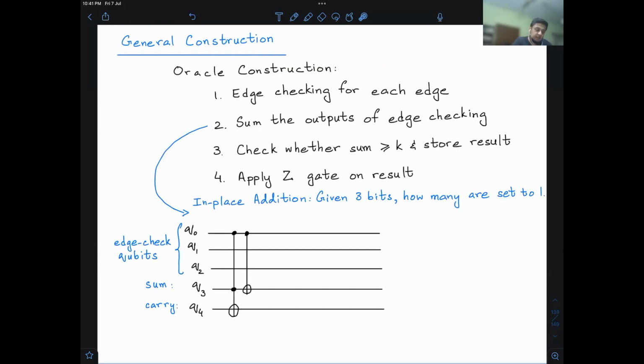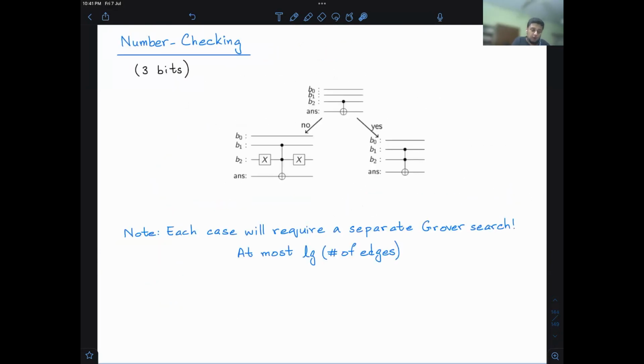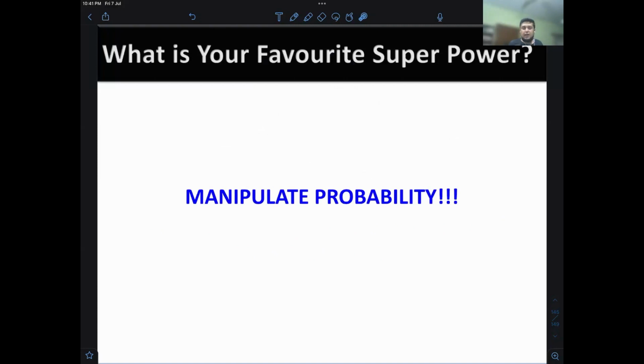And with that, we end our discussion of Grover's algorithm. I'll just end with my favorite punchline for this: quantum computing and all that we're doing here is really allowing us this nice little power of manipulating probability in a richer way than classical computing allows. And that's a very cool superpower to play with. Hopefully you had fun. Thank you.